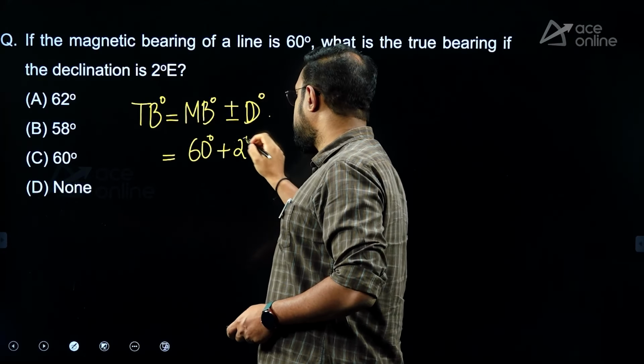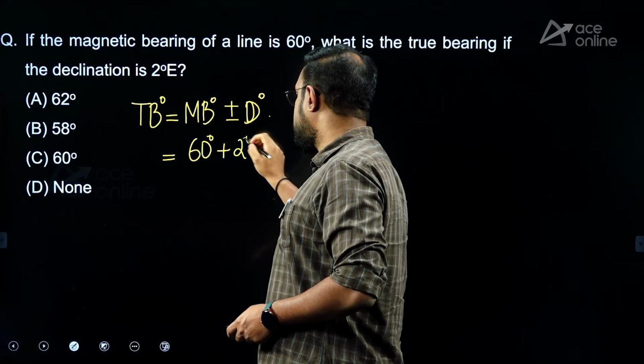Okay, now let me tell you one thing. Right, now this particular angle is given in whole circle bearings. What if it was given in reduced bearings? Please don't do the calculations in reduced bearings. Okay, guys, you need to convert those angles into whole circle bearings, and then you have to do it. Okay, please keep that in mind.